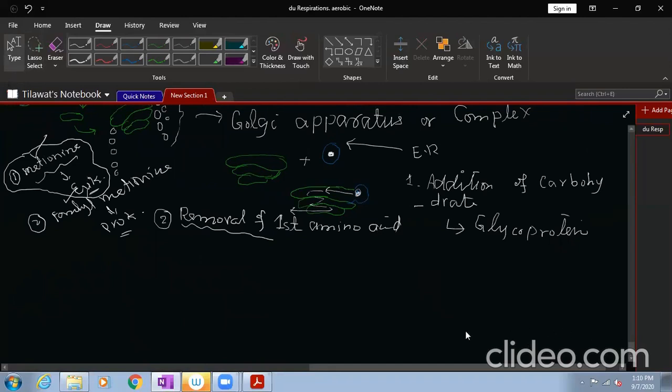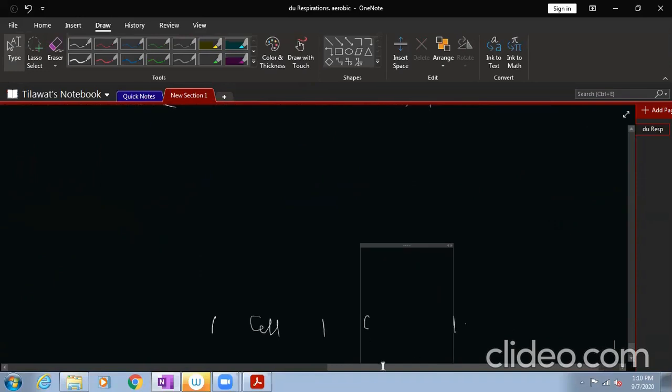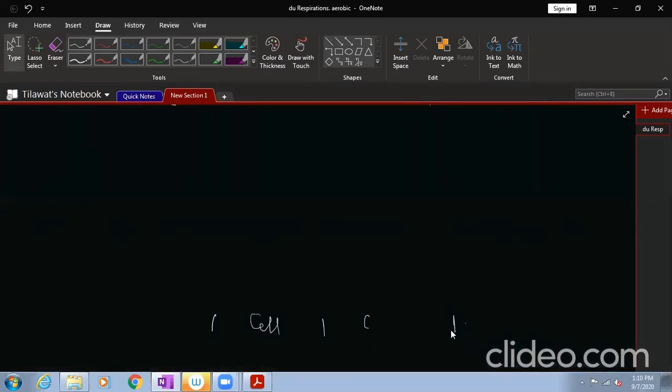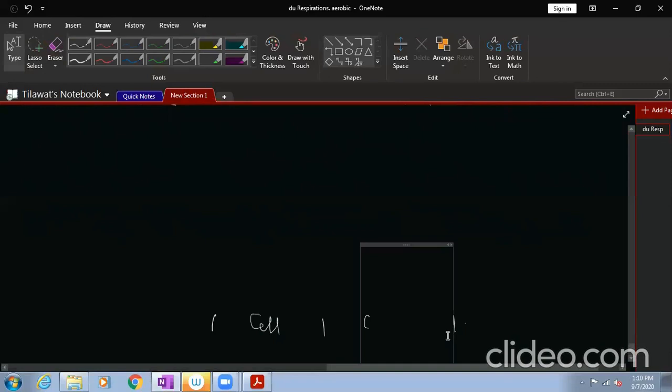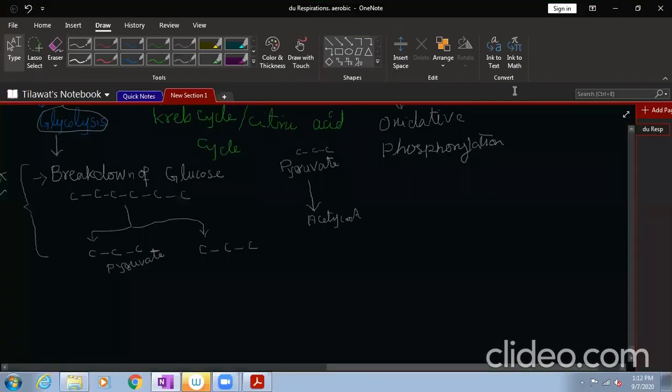That acetyl coenzyme A is a 2-carbon molecule, and that will take it into the citric acid cycle. So it means now the pathway is entering the citric acid cycle. At this stage is actually the link reaction. This is the link reaction. Pyruvate is converted to acetyl coenzyme A, and here 2 reactions will take place.